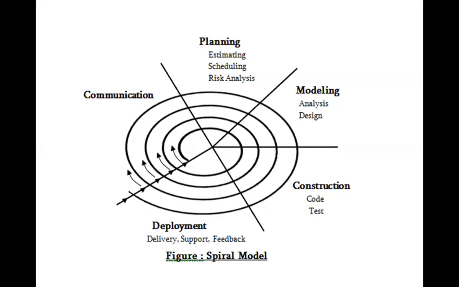After evaluation of deployment, the customer gives feedback. Then we move again to planning in the second spiral. We move through planning, modeling, construction and deployment. Then again the customer gives feedback. Again we move for planning, modeling and so on, until the customer fulfills his requirements. The phases will continue until then. So this is about the spiral model.